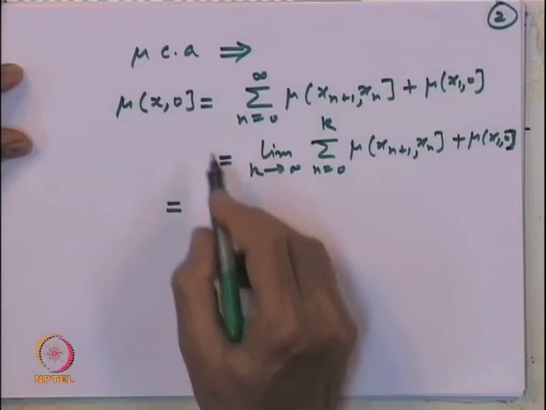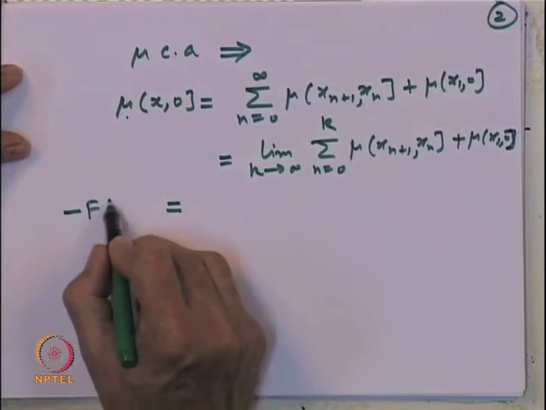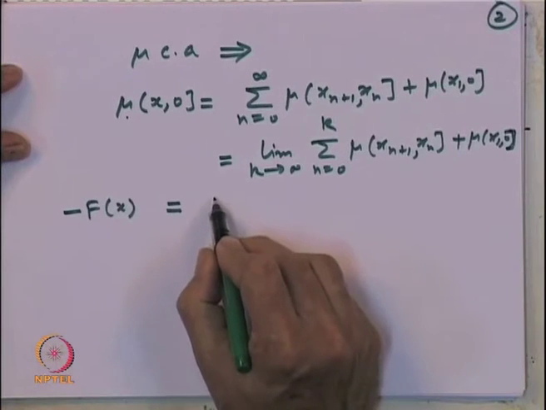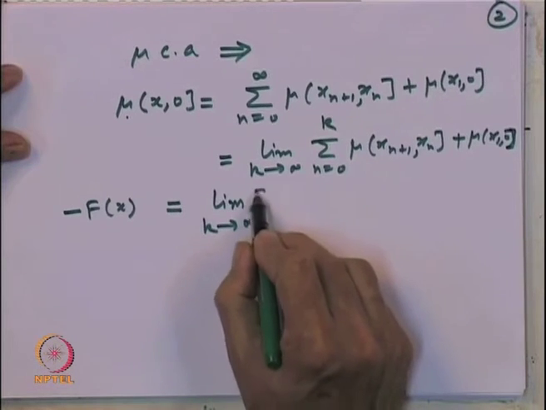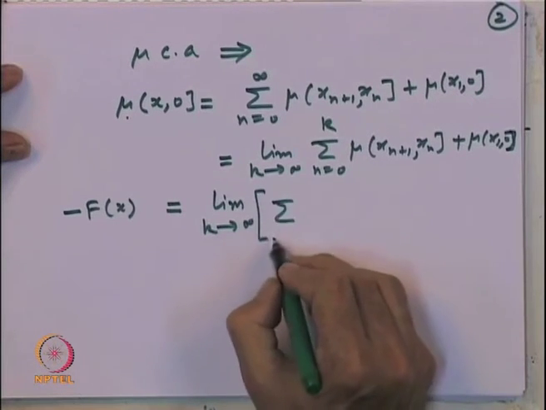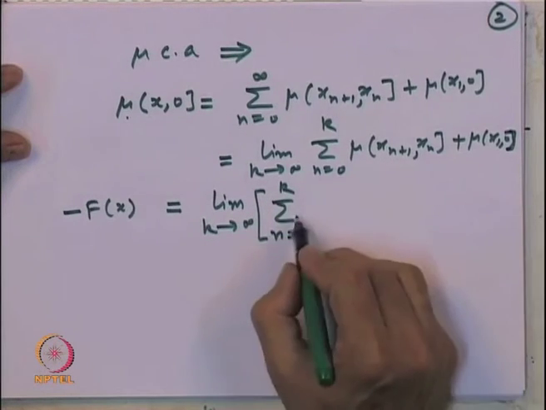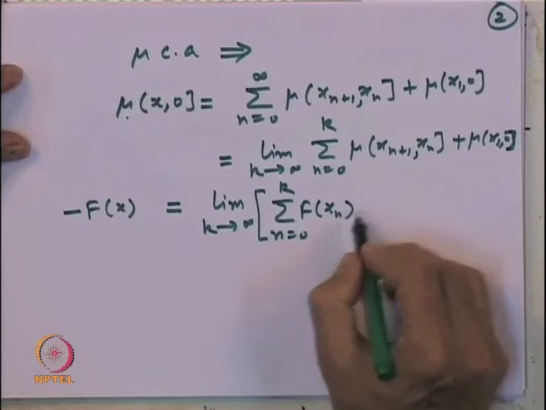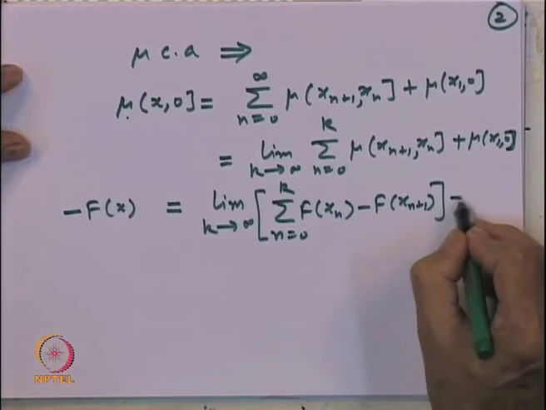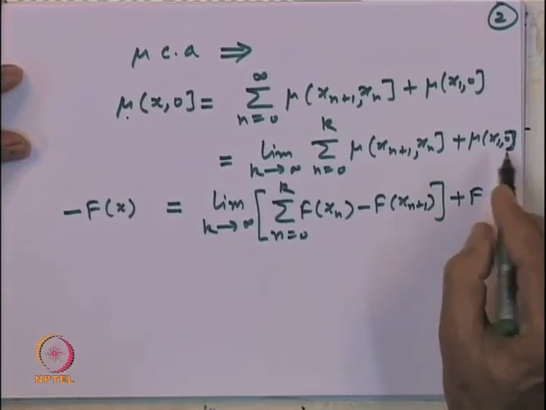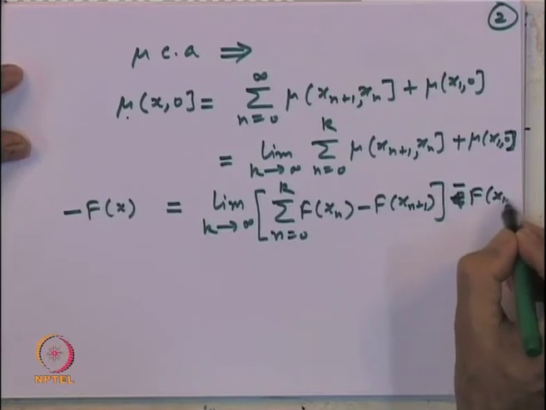So, now we will write everything in terms of f. By definition, mu of (x, 0] is minus f of x, which is equal to the limit k going to infinity of the summation n equal to 0 to k of f of x_n minus f of x_{n+1}, plus f of x_1 to 0. So, that is in fact minus f of x_1.